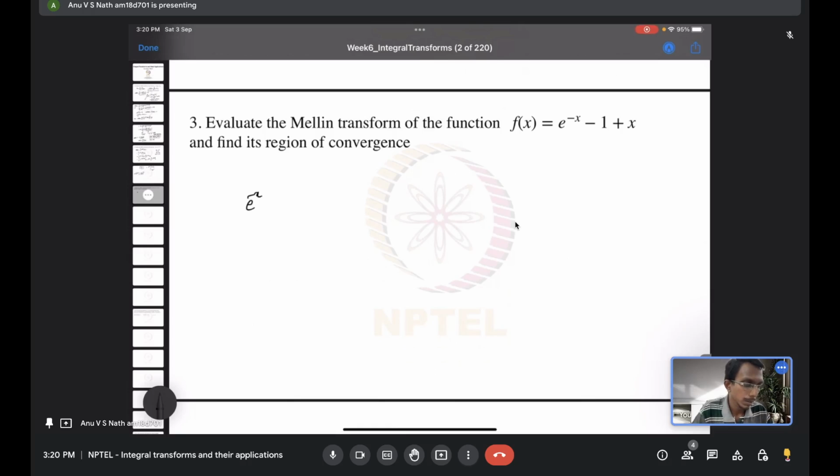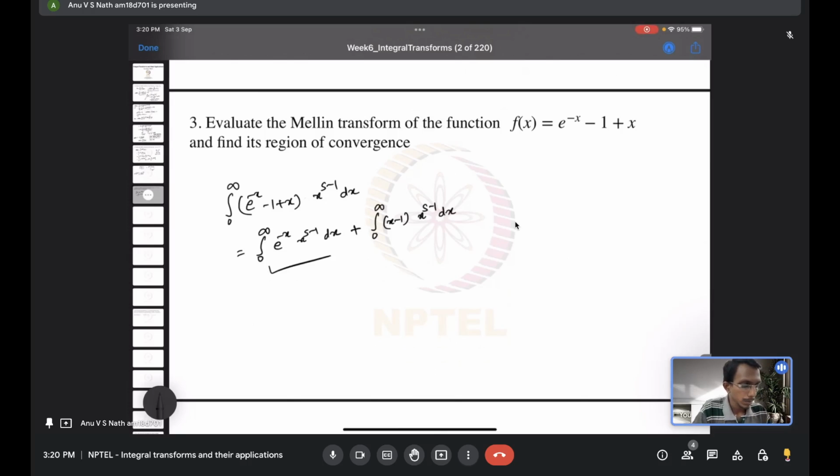The integral of exponential of minus x minus 1 plus x, times x raised to s minus 1 dx, from 0 to infinity. So this is from the basic definition, right? We can basically expand it as the integral of e raised to minus x times x raised to s minus 1 dx from 0 to infinity, plus the integral of x minus 1 times x raised to s minus 1 dx from 0 to infinity.